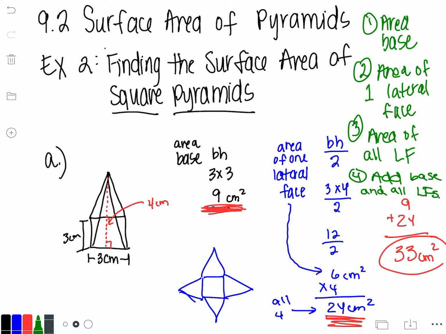There's only 2 problems today. They're both square pyramids. So make sure that when you're multiplying for your base, you use the same number for your length and your width because it is a square.